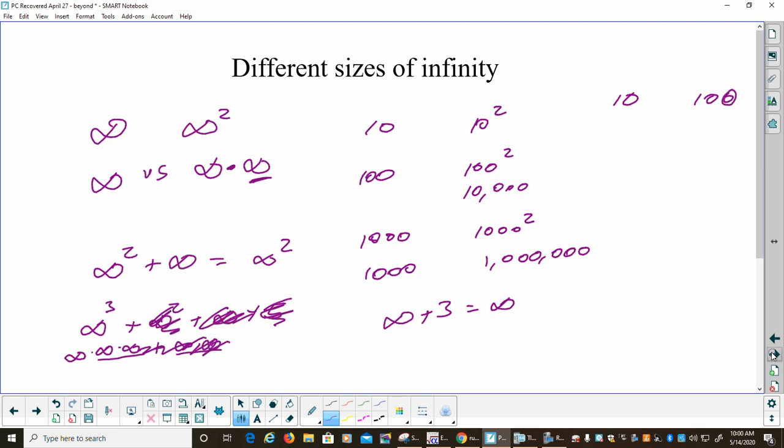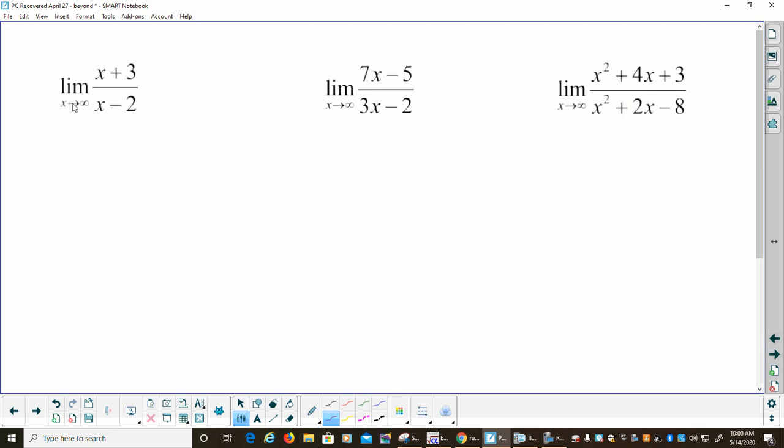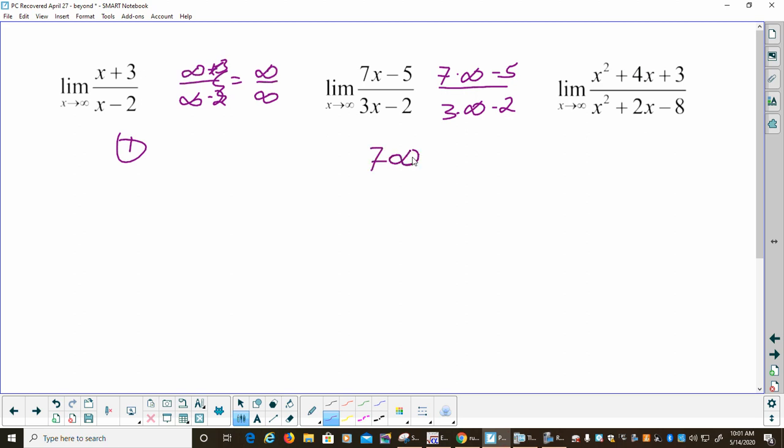So what am I getting at? Here we go. If I want to take the limit, I do direct substitution. I get infinity plus 3 over infinity minus 2. These can go away, and you're left with infinity over infinity, which is worth 1. Okay? Do direct substitution. 7 times infinity minus 5 over 3 times infinity minus 2. These numbers on the end just go away. You have 7 times infinity over 3 times infinity.